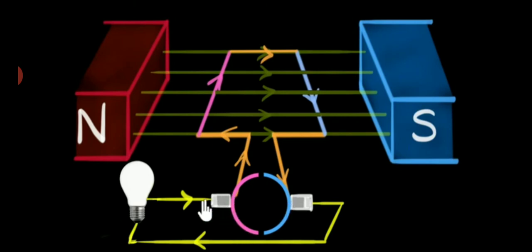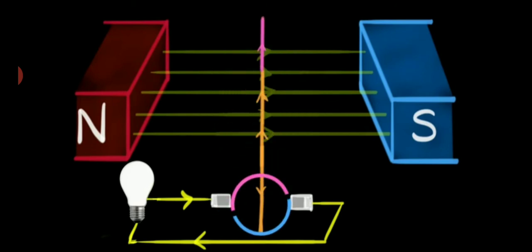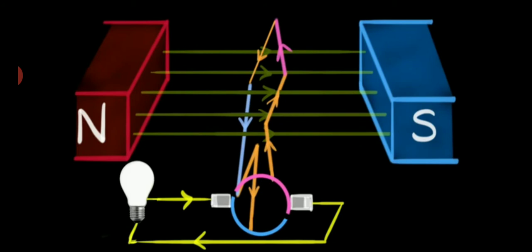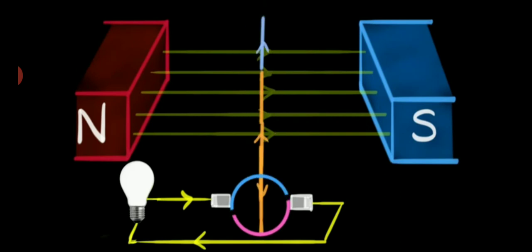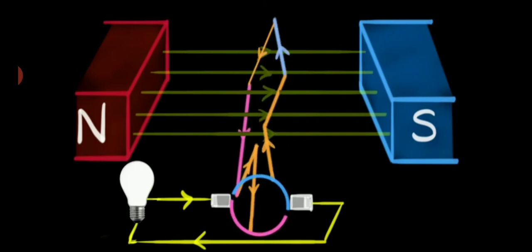So right now, this brush is in contact with the pink side. But as the coil rotates and comes to this position, the current reverses, and now notice the brush is in contact with the blue side, making sure the current still flows in the same direction through the bulb. Again, as the coil comes to this position, finishing another half a rotation, notice it just changed contact. It is now in contact with the pink ring, connected to the pink side.